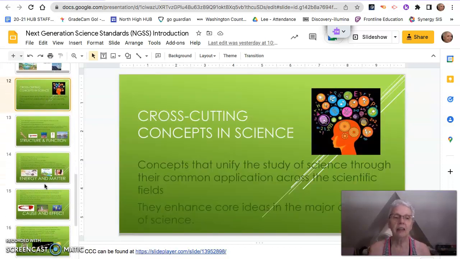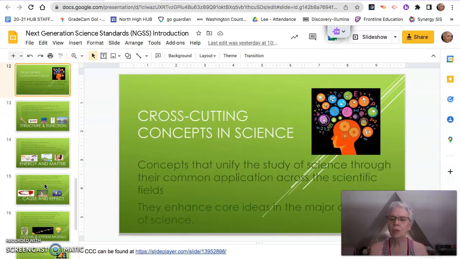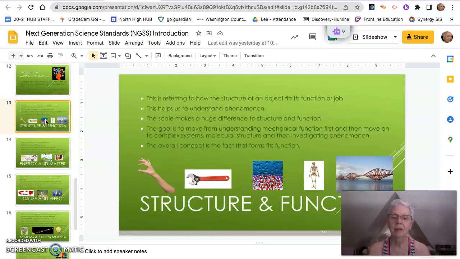Now these cross-cutting concepts. Cross-cutting concepts are just concepts that help unify science through common applications in all those different scientific fields we just talked about. They're going to enhance the idea of the different disciplines in science. So we're going to look at structure and function. That's one of the things we're going to look at. We're going to look at how is something put together to do a function or a job. It's going to help us to understand the phenomena we're going to be looking at.